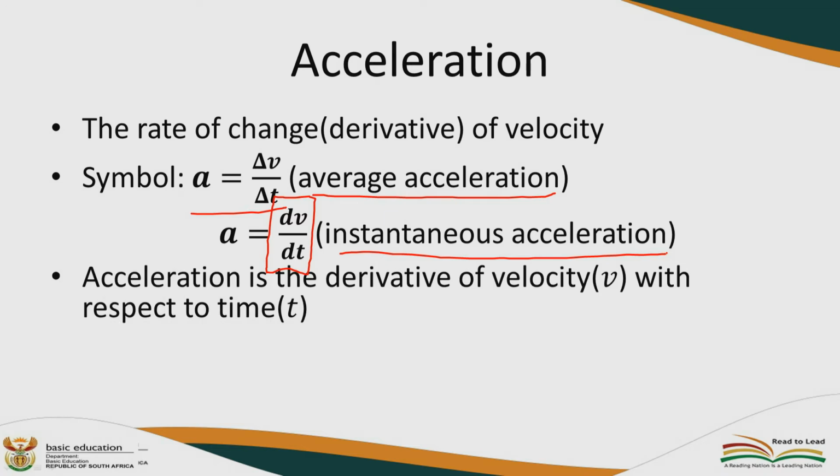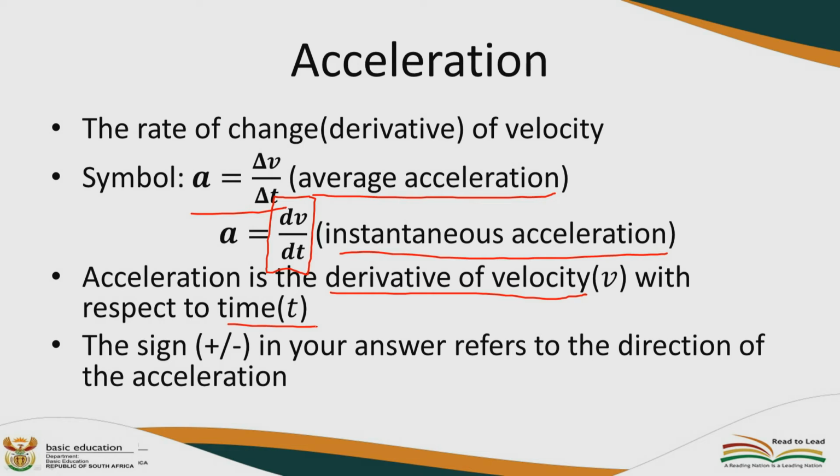Okay, so once we have an understanding of that, we can then say that acceleration is the derivative of velocity v with respect to time t. So meaning that if I have an expression of velocity, I can derive that expression with respect to time, and it will give me an expression of acceleration. Again, the sign in your answer simply refers to the direction of the acceleration.